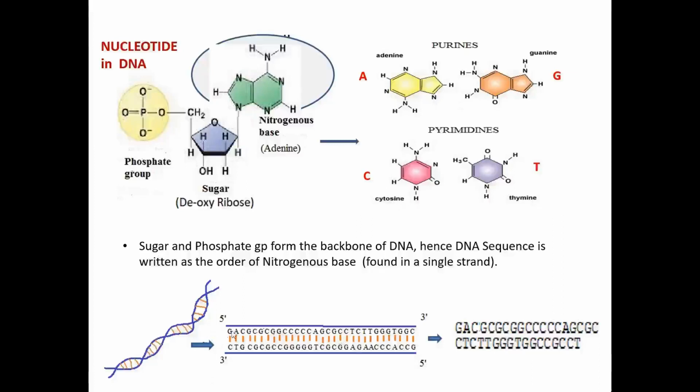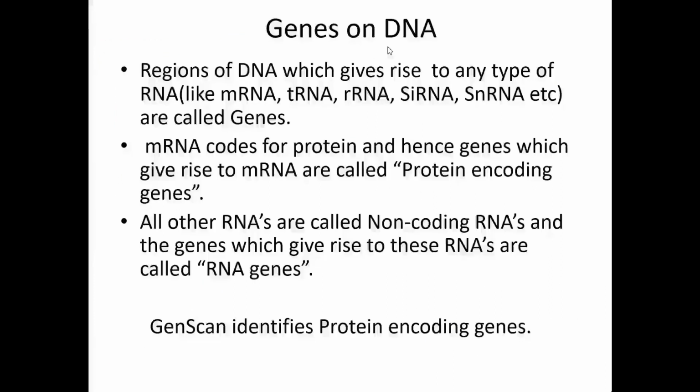And here, we know that a DNA strand is a double stranded structure, but when we write the sequence of DNA, only a single strand sequence is written. So here, the sequence from 5' to 3' is what is given as the DNA sequence. So now we know about the structure of DNA. Let's see about genes on DNA.